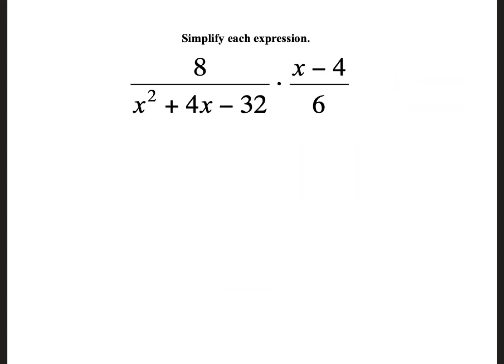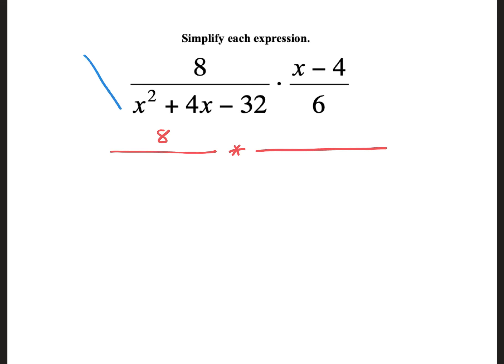For our next one, we have, again, two things we're multiplying together. We're going to simplify the top and bottom of each and then cancel out anything that shows up on the top and on the bottom. So my first one, the top, you just have a number, so 8 is good to stay. I'm just going to set up my fraction bars.